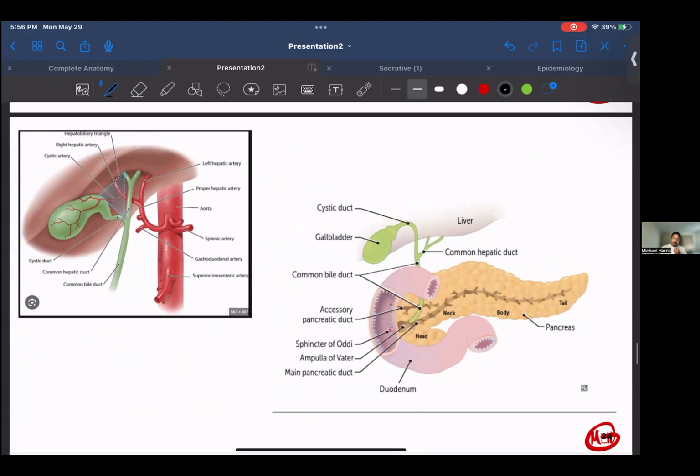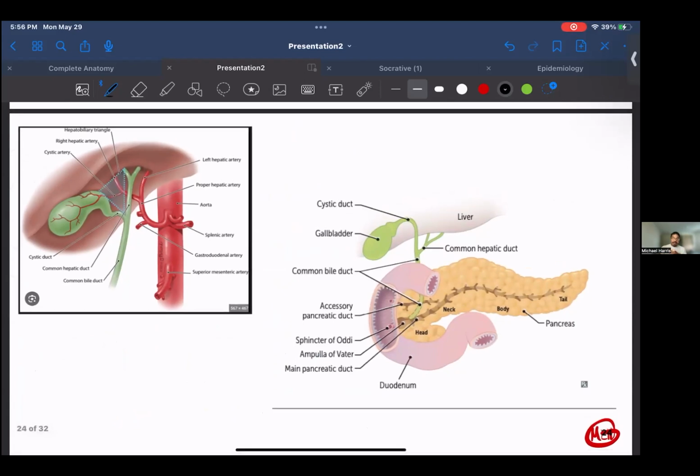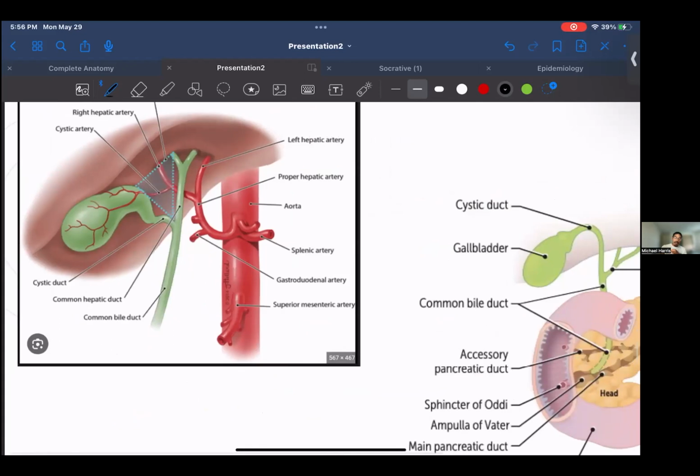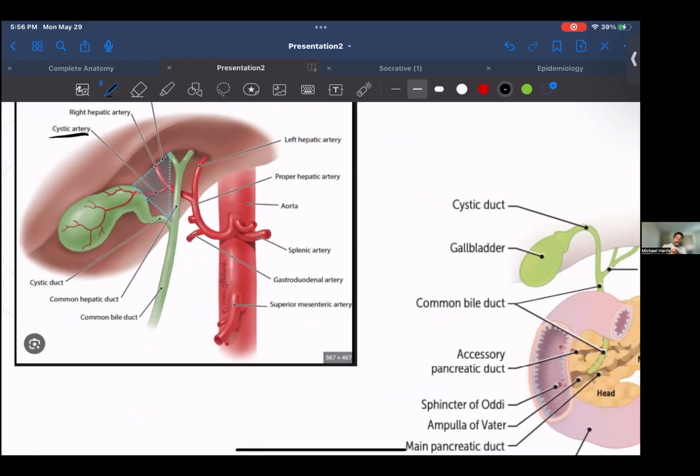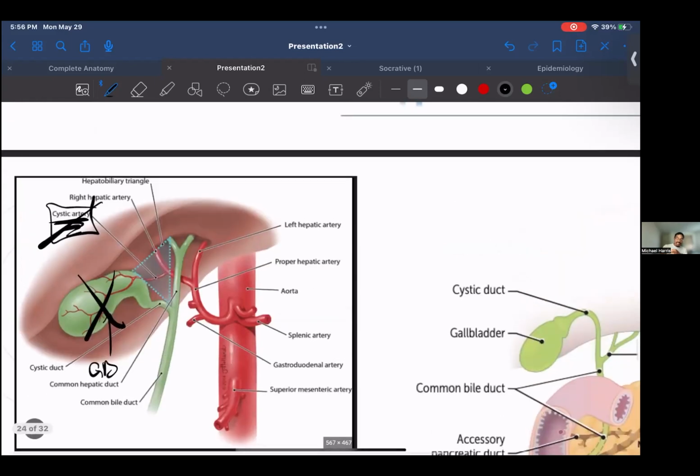Here is going a little bit more with the anatomy portions of it. Make sure you remember that there's a cystic artery that supplies the gallbladder. This is a one vessel. So you damage this, you lose the gallbladder. That's why that's so important. And it's supplied by the hepatic artery, the right hepatic artery, inside this hepatobiliary triangle.